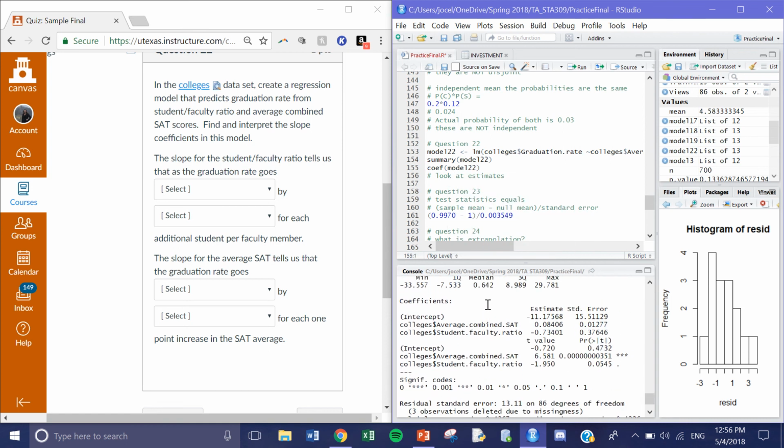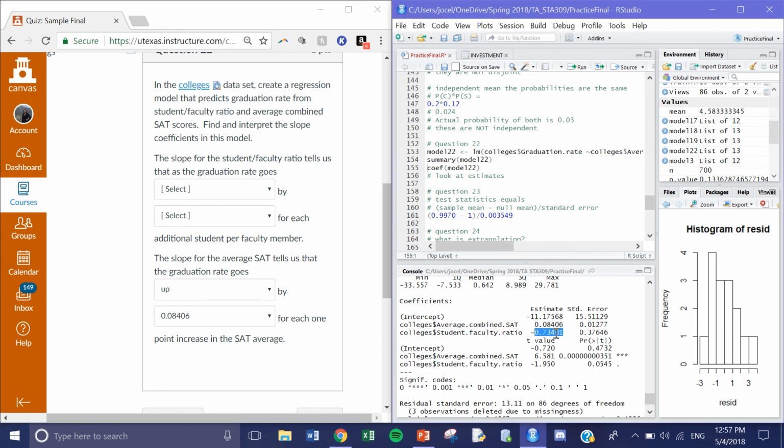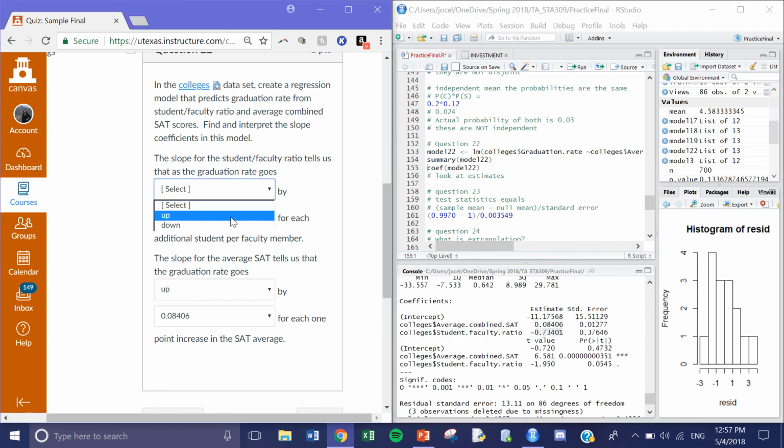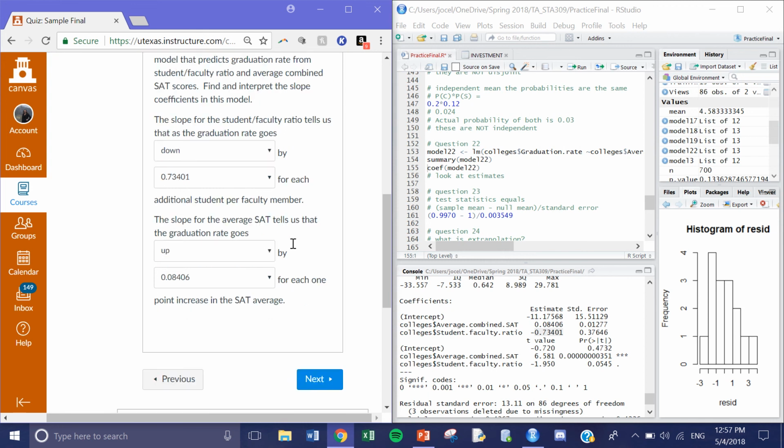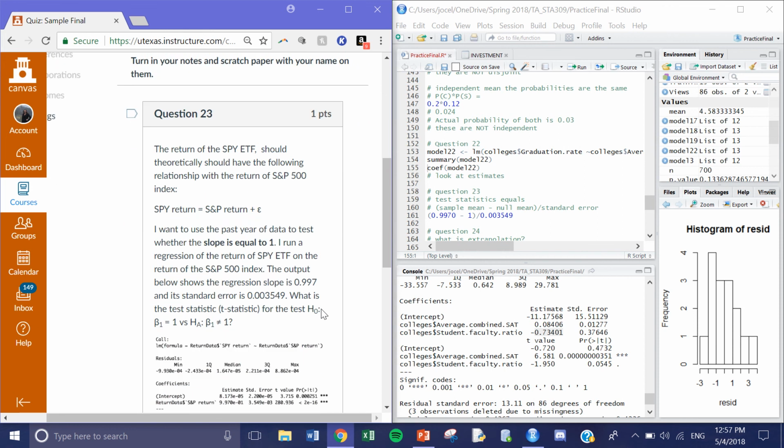And I see that the coefficient for SAT is 0.084. So the slope for the average SAT tells us that the graduation rate goes up, because that coefficient is positive, by 0.08 for each 1 point increase in the SAT. Now let's look at the student-faculty ratio. The graduation rate goes down by 0.73 for each additional student per faculty member. That was just being able to create a linear model and interpret the results.